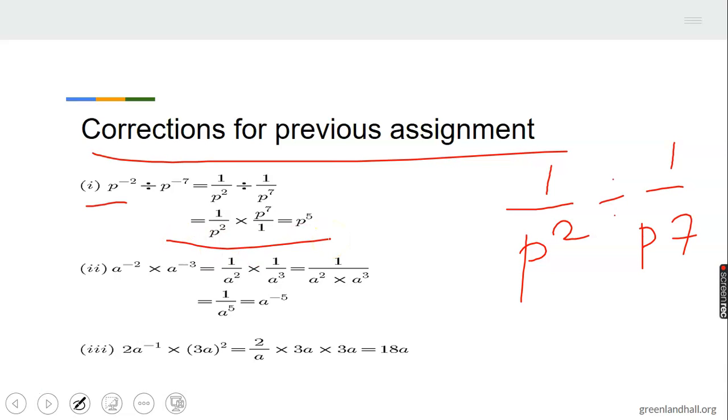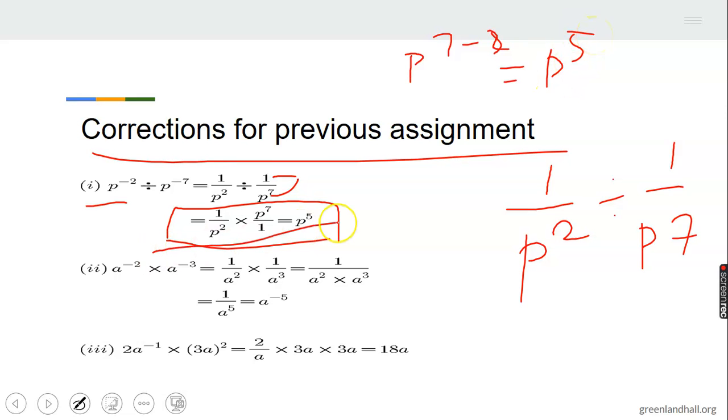1 over p raised to power 2 divided by 1 over p raised to power 7. You can change this division to times by interchanging what you have in the denominator and numerator. Here is what we have: 1 over p squared times p raised to power 7 divided by 1. And when we're dealing with indices with division, we subtract, which is p raised to power 7 minus 2, which equals p raised to power 5, as you have seen here.